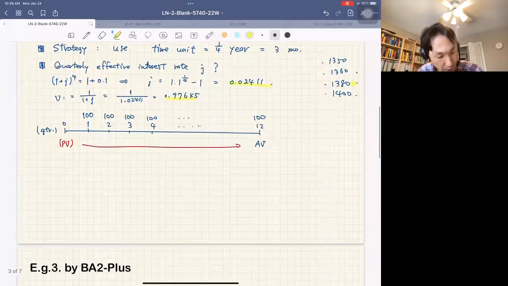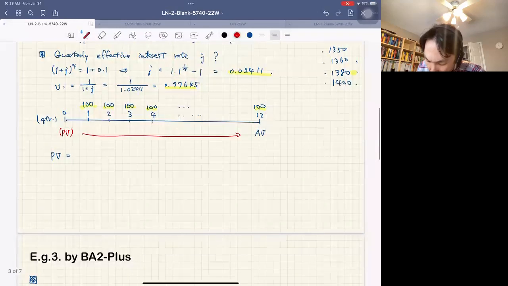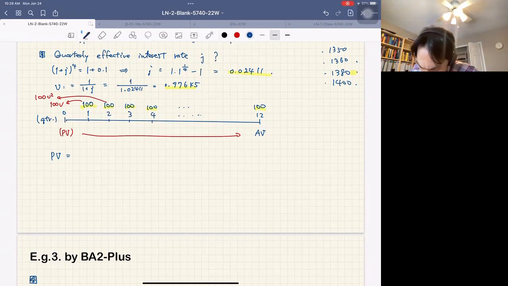Now we can calculate it. The present value is the current value of these deposits. For example, the first deposit of 100 is worth 100V, the next one is worth 100 times V squared, and so on. So the PV is equal to 100V plus 100V squared, up to 100 times V to the power 12.